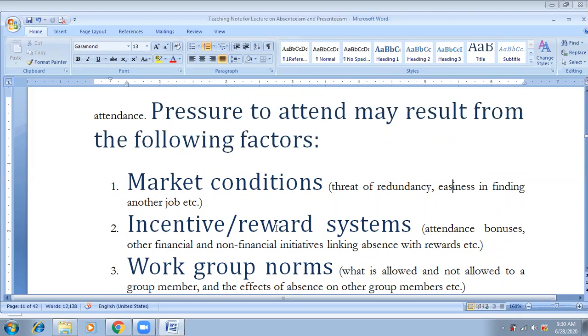Then incentive reward system: attendance bonus, other financial and non-financial incentives, linking absence with reward. Normally organizations give attendance bonuses and other financial and non-financial incentives to manage absenteeism, to minimize the absence while maximizing attendance. And when there are many incentive or reward systems, or considerable serious reward systems, then the pressure to attend will get increased.